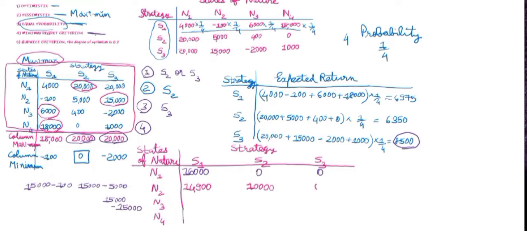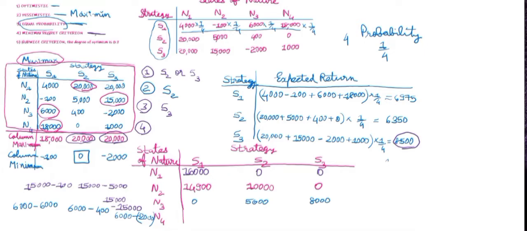Then for the third row, our maximum value is 6,000. So it will be 6,000 minus 6,000. Then 6,000 minus 400. And 6,000 minus minus 2,000, which will be 6,000 plus 2,000. We get the values like 0. Then after it will be 5,600. And the last one will be 8,000.